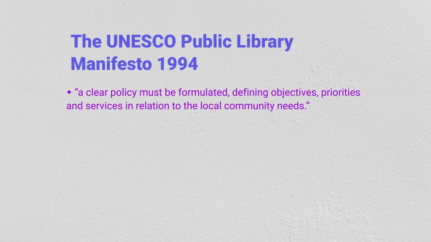Next is the UNESCO Public Library Manifesto, which came in 1994. The UNESCO Public Library Manifesto had clearly spelled out a policy that must be formulated, with defining objectives, priorities and services in relation to the local community needs. So it says that a clear policy must be formulated, and there should be defining objectives, priorities and services in relation to the local community needs.